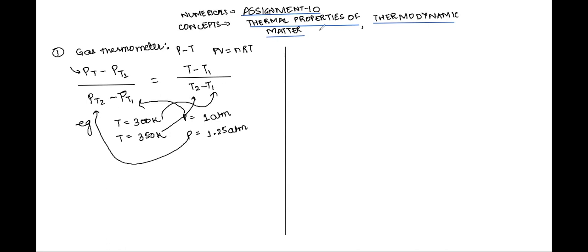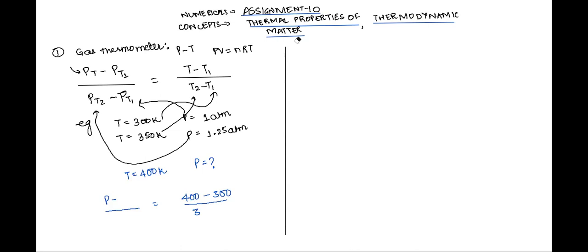Now let's say the question asks you to find out the pressure at 400 Kelvin, right? So now all you have to do is just substitute these values like this. So P minus, let's say T1 is 300. So P minus 300 upon 350 minus 300 is equal to the temperature at which the pressure is required, that is 400, minus T1, that is 300, whole by T2 minus T1, that is this will be here.